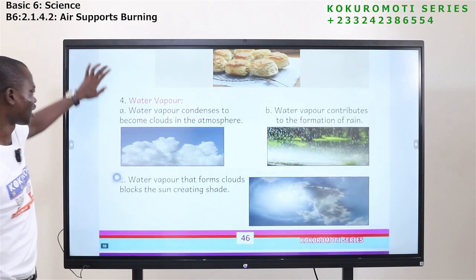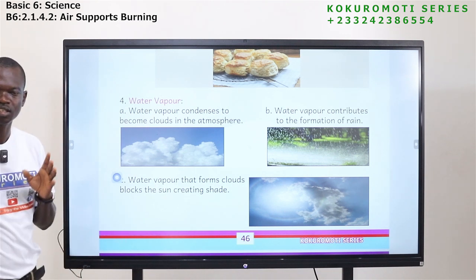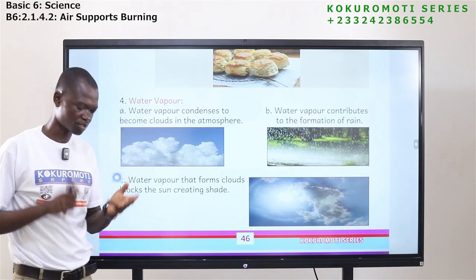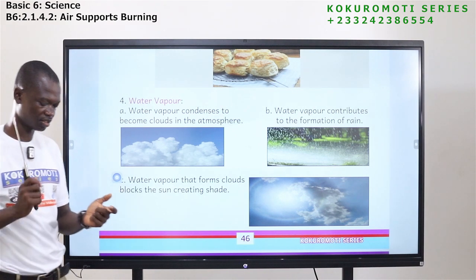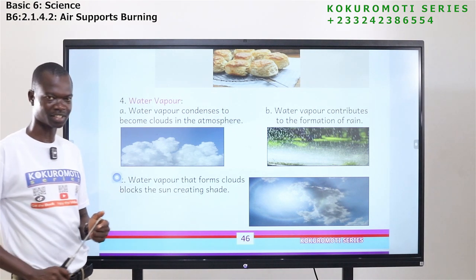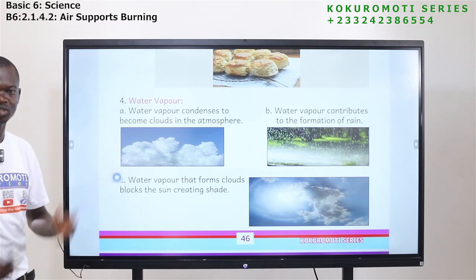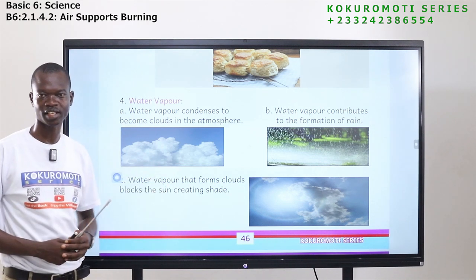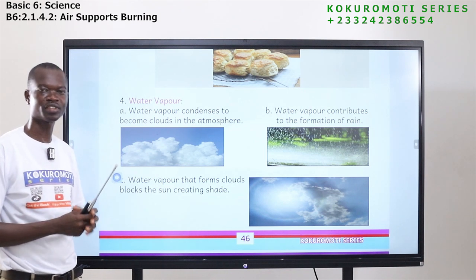Okay. Now we have seen three components of air. We have seen nitrogen, oxygen, we have seen carbon dioxide. The next one that we are going to look at is water vapor. Water vapor is one of the components of air, and I told you that the percentage of it varies.